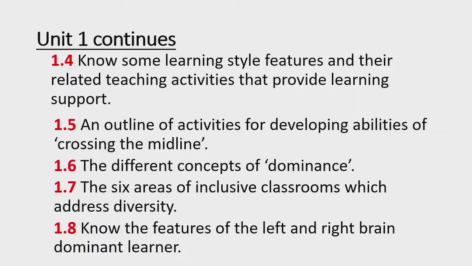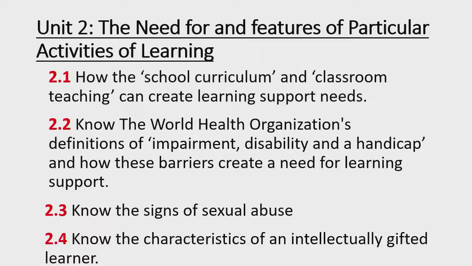1.7, know the 6 areas of inclusive classrooms which address diversity. 1.8, know the features of the left and right brain dominant learner. So those are the important things that you should know in Unit 1. Then we go over to Unit 2.